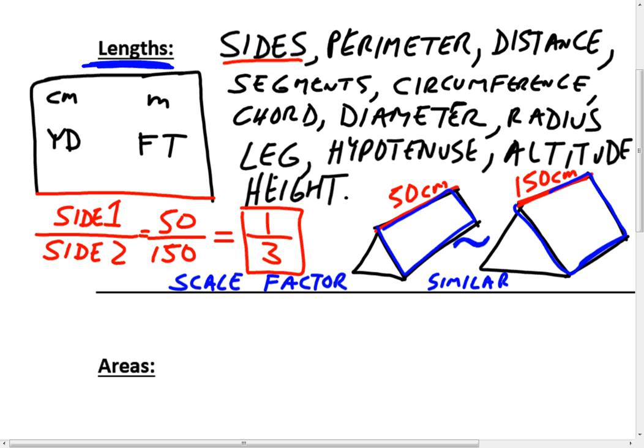Anything within the figures that is a length and uses these units, we'll get a scale factor of 1/3 in this example. Doesn't matter where I look. But when I start looking at area and volume, it won't be 1/3 anymore. What is this called? Scale factor. And what does it apply to? All these lengths, no matter what they are within the figure. If I found this distance right here and compared it to this distance, it would be 1/3.